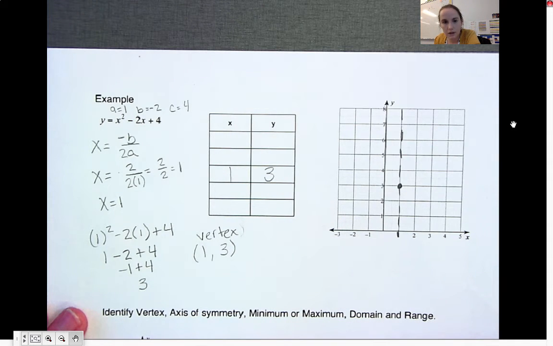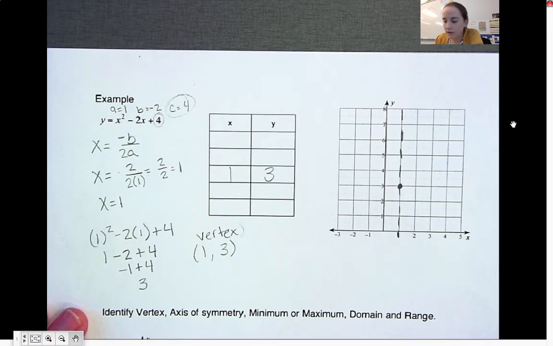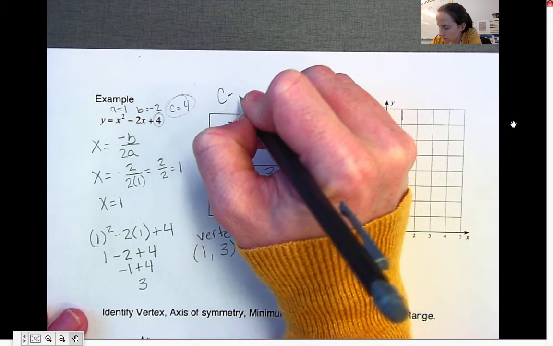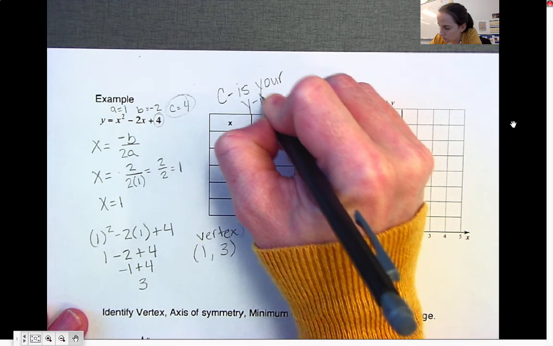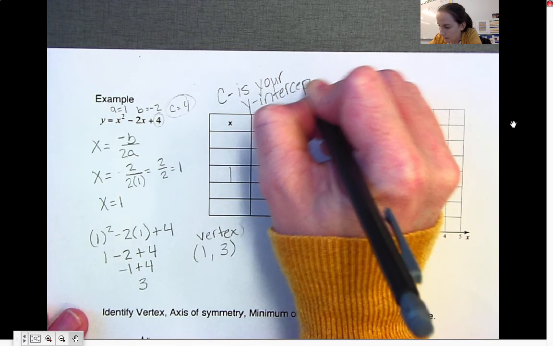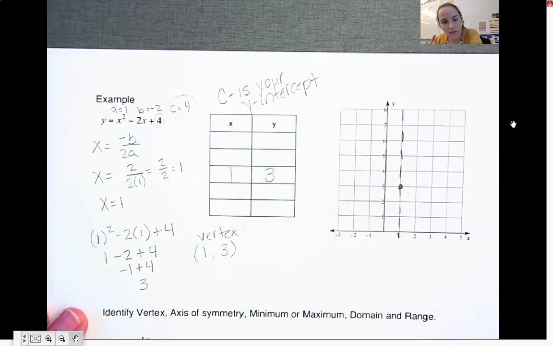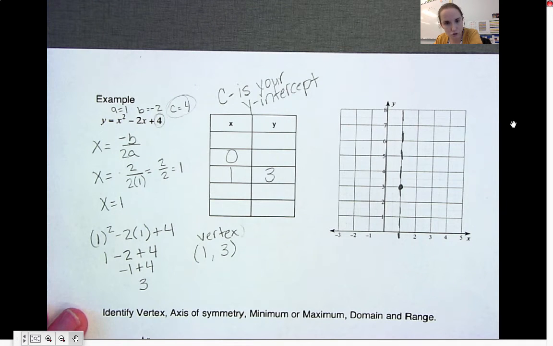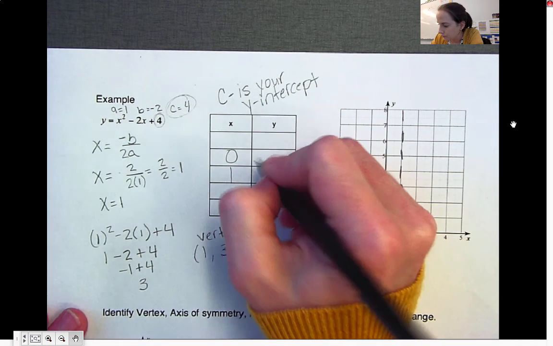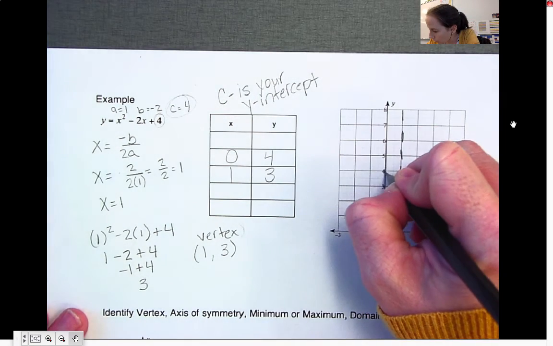Now, something else that I want to teach you that makes your life a lot easier. If you look at the c value, that is your y-intercept. And if you remember, the y-intercept is where the graph crosses the y-axis. That means the x value is 0. You plug in 0 for x and get y, that's your y-intercept. Remember that. So at 0, 4, we have a point.